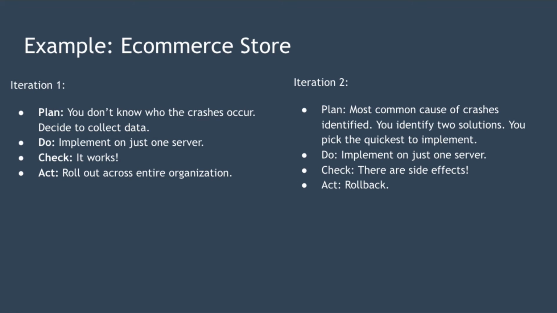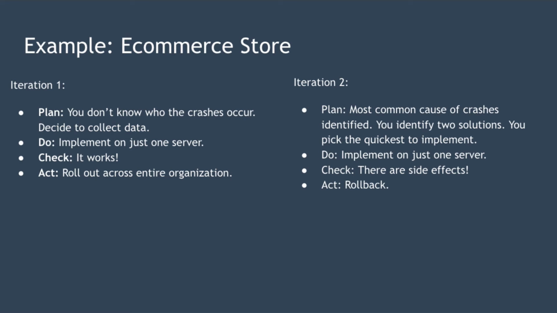So for plan, from iteration one, you can see the most common cause of your servers crashing and you deep dive to find the root cause. From this, you identify two solutions, both equally likely to fix the issue. So you decide to test the solution that takes the least time to implement. Onto the do phase, you implement the change on one of your servers again.